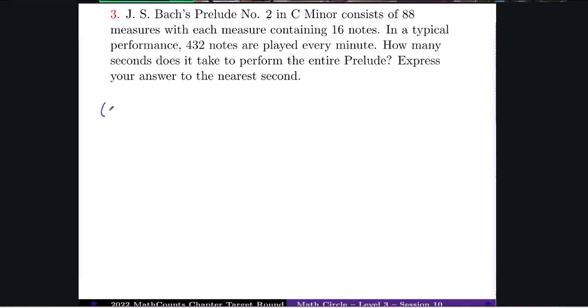So we're given that there are 88 measures. And we're saying that each measure contains 16 notes. The second fraction, 16 notes divided by 1 measure, is the same thing as a conversion factor, like 12 inches is the same thing as 1 foot. So in some sense, we're multiplying by 1 here. But what we see is that this would tell us how many notes we have, because the unit measures would drop off.